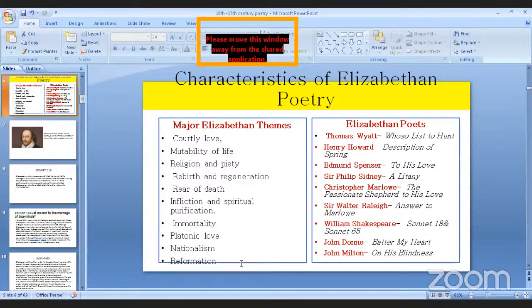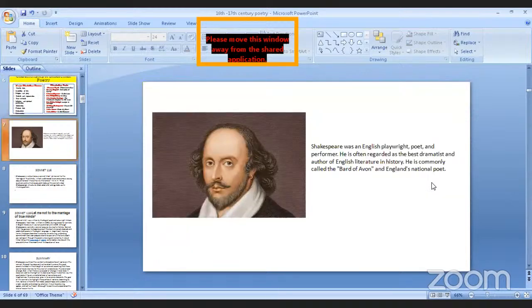Like, you have courtly love, mutability of life, religion and piety, rebirth and regeneration, and so on and so forth. And the famous poets, which are given here on the right-hand side of the slide, are Thomas Wyatt, Henry Howard, and Edmund Spenser. You've heard about the Spenserian just now, isn't it? Yeah. He is the poet who brought out the Spenserian sonnet, Edmund Spenser. Then Sir Philip Sidney, Christopher Marlowe, Sir Walter Raleigh, William Shakespeare, John Donne, John Milton. Right.